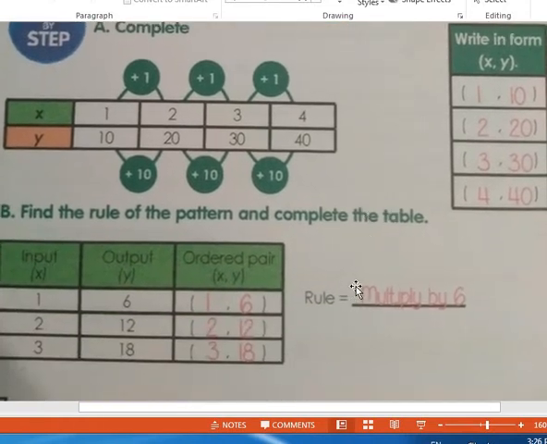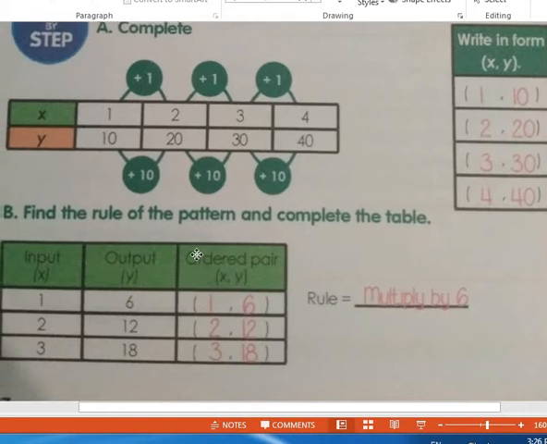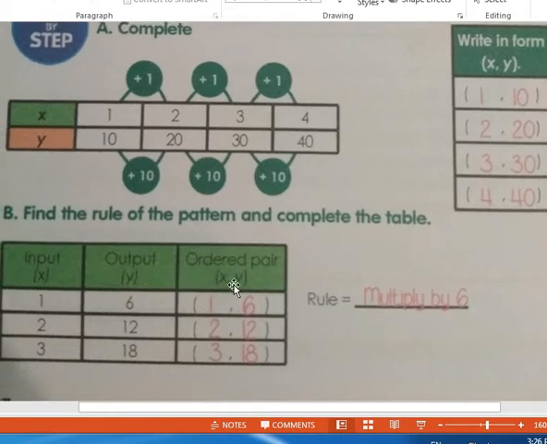Find the rule of the pattern and complete the table. I have input, output, ordered pair. 1, 6. So here I will write in the ordered pair 1 and 6. 2, 12. 3, 18.